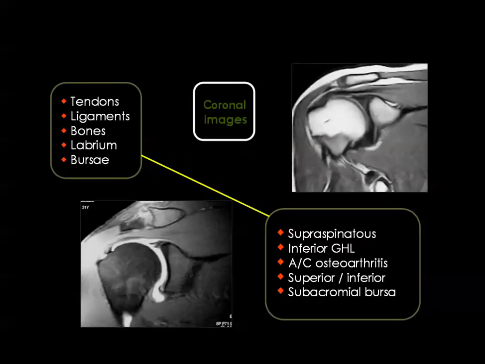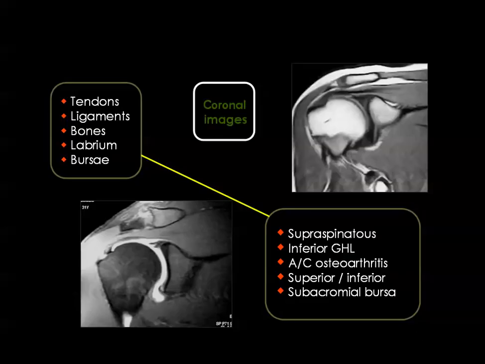So we came to our approach when we have tendons, ligaments, bones, labrum, and bursa. What are the values of the coronal images? Considering the tendons, we are able to assess the supraspinatus tendon. If you identify the acromioclavicular joint and you look inferior to it, then you can see the supraspinatus tendon inserting into the greater tuberosity. So what about the infraspinatus and the subscapularis?